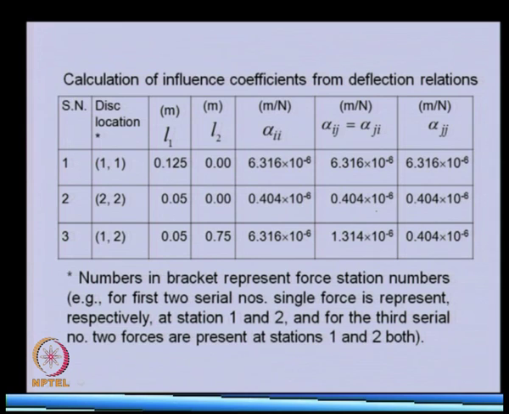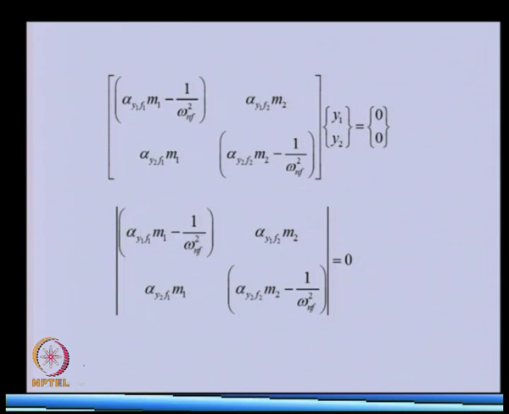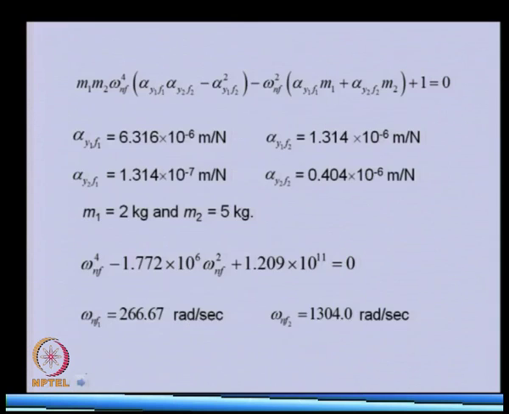Now, once we have these influence coefficients, we can formulate the eigenvalue problem. In this we have not considered the damping. So, this will take this form, and because this is a homogeneous equation, the determinant of this will give us the characteristic equation, the frequency equation of this form, and these we can substitute. So, we will get this polynomial. From there we can get the 2 natural frequencies of the system.